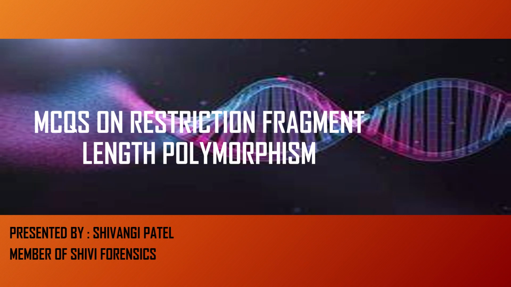RFLP is one of the earliest DNA-based molecular techniques used to detect genetic variations between individuals. It works by cutting DNA with restriction enzymes, that is, restriction endonuclease enzymes, and analyzing the resulting DNA fragment lengths. Differences in this fragment pattern arise due to genetic mutations, making RFLP a valuable tool in DNA fingerprinting, paternity testing, genetic disease diagnosis, gene mapping, and early forensic investigations.